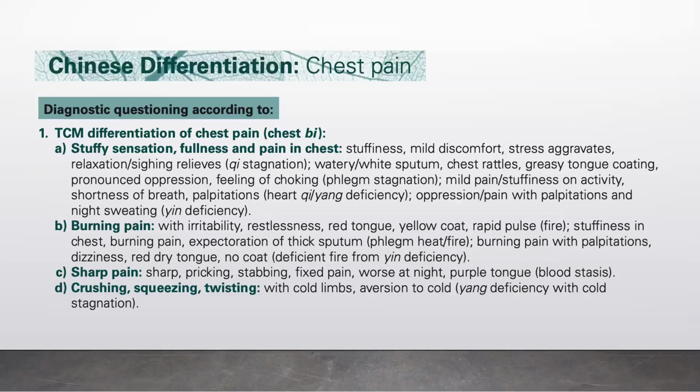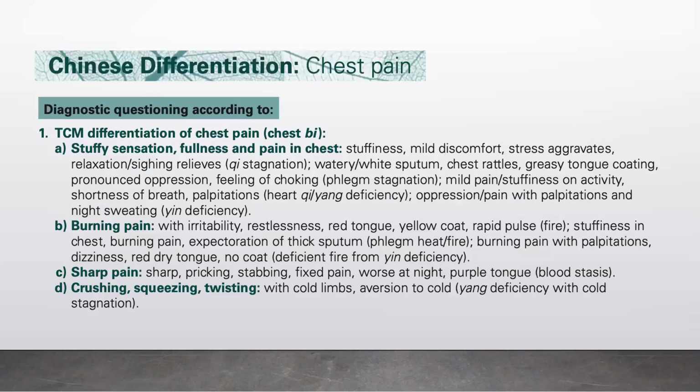Watery white sputum, chest rattles, greasy tongue coating, pronounced oppression, feeling of choking is phlegm stagnation. For heart qi or yang deficiency, there will be mild pain or stuffiness on activity, shortness of breath, and palpitations. For yin deficiency, oppression or pain with palpitations and night sweating.